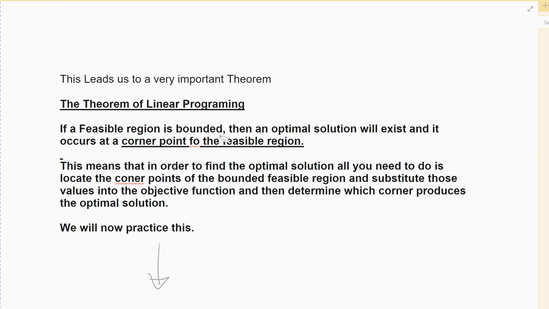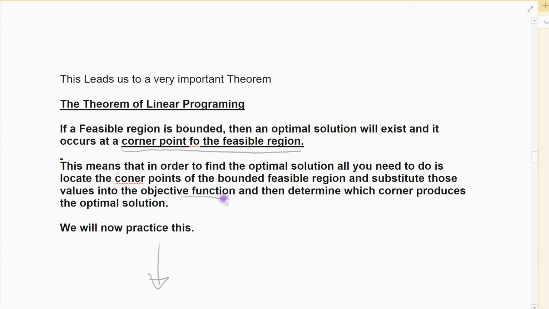All right, so the optimum solution in these cases exists, and it only occurs at the corner points. So what it comes down to is, well, which corner point? And that's basically what we have to solve. In order to find the optimum solution, what you need to do is locate the corner points of my bounded feasible region, of my solution set. There's always going to be more than one corner point, and I don't know which one gives me my optimum solution. You can sometimes guess, but you should always check and make sure, because sometimes you get two.